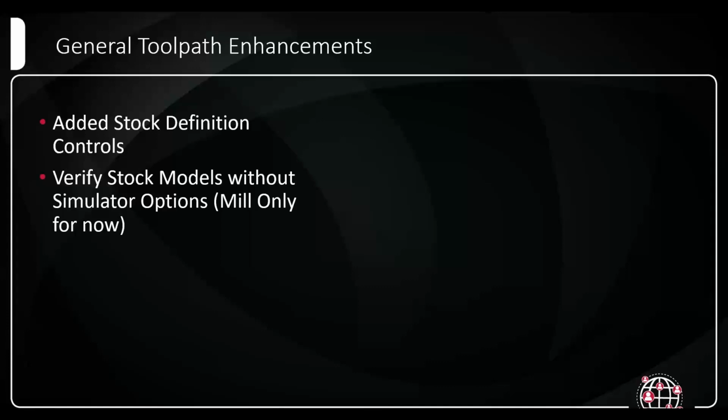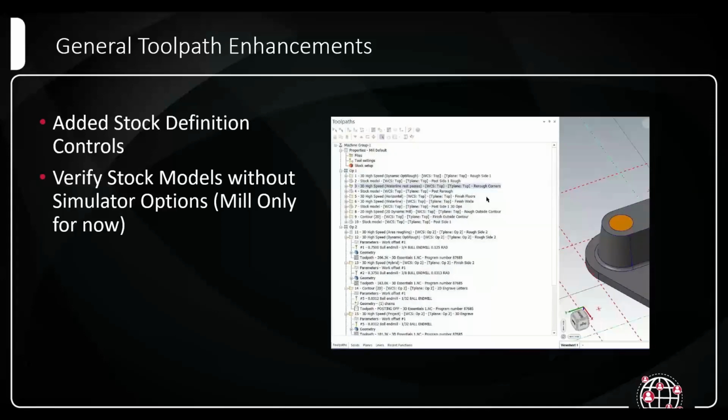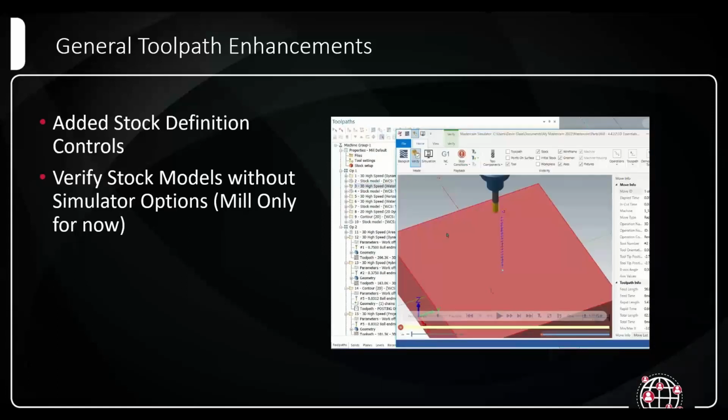But for those of you who have used stock models, you know the process where you create a stock model. And if you want to use that stock model, you have to go into simulator options, select that stock model, green checkmark, then verify your operations. Well, now in 2024, if you have a stock model selected as your first operation, Mastercam will assume to use that stock model. So in this case, I just verified op 3 without the stock model. It went back to its original cube.